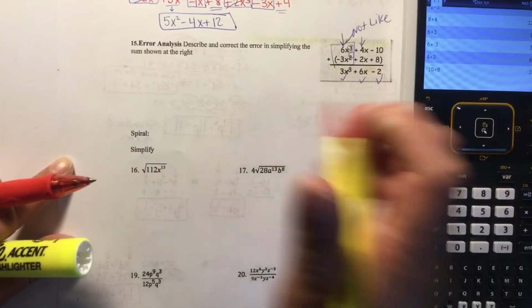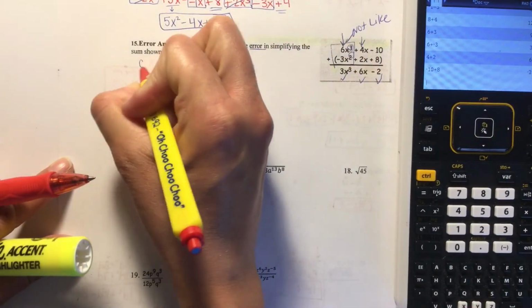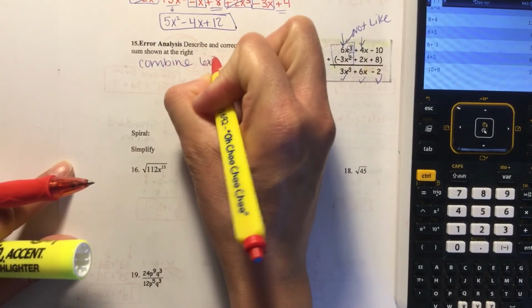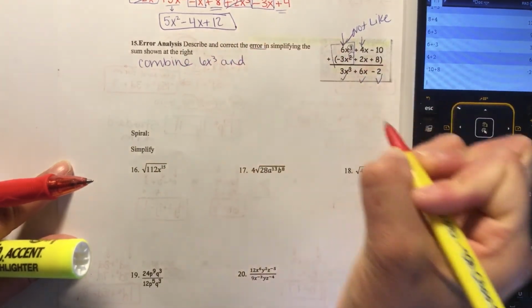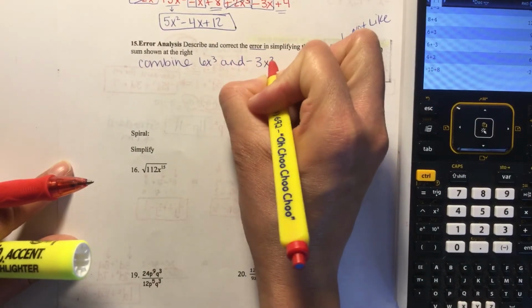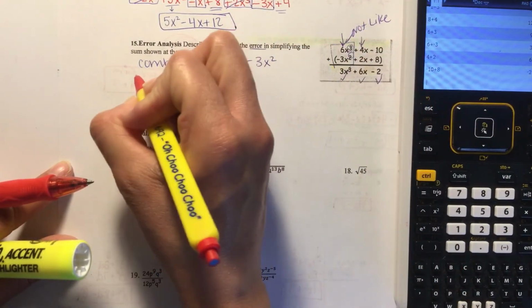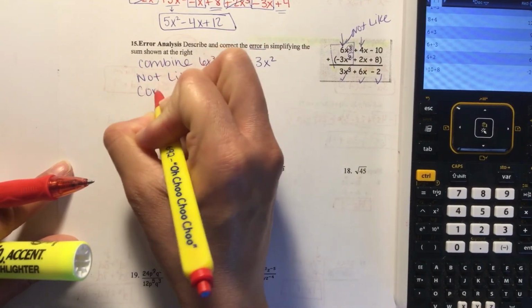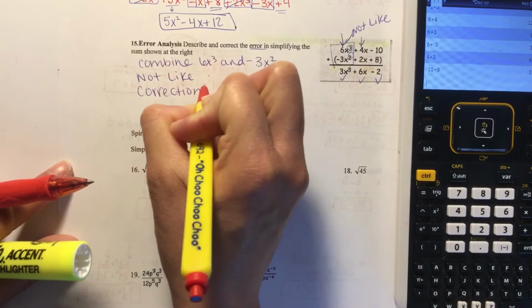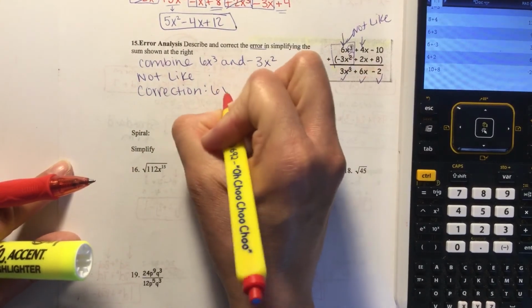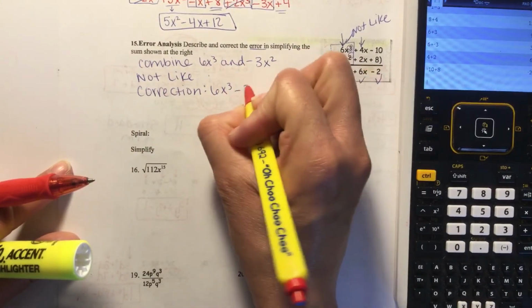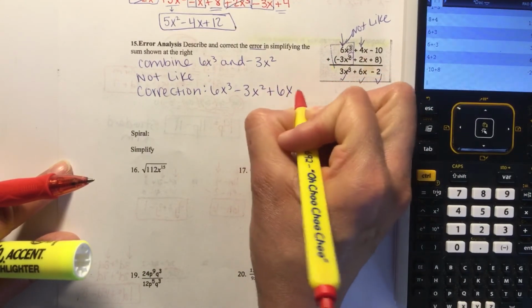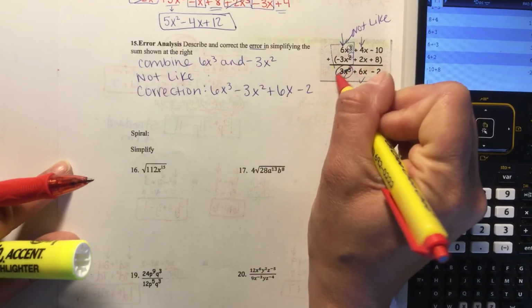So the error: they combined 6x cubed and negative 3x squared. They are not like. So let's correct it. What you would do is just keep 6x cubed, keep your minus 3x squared, and then plus 6x minus 2. So this piece was wrong.